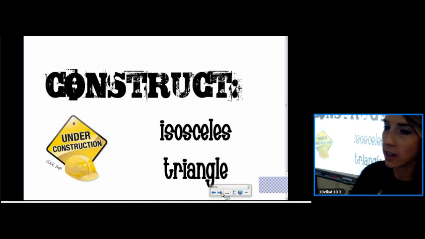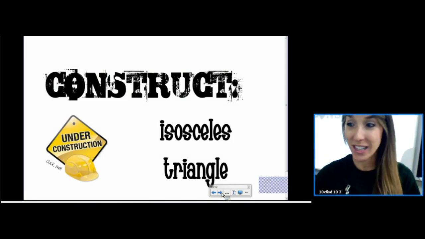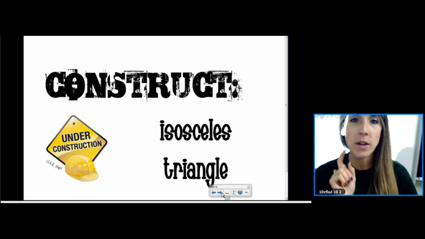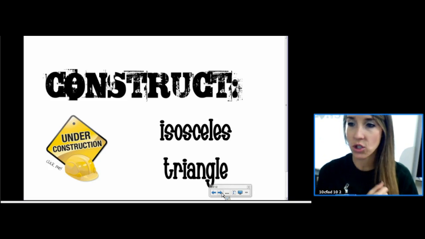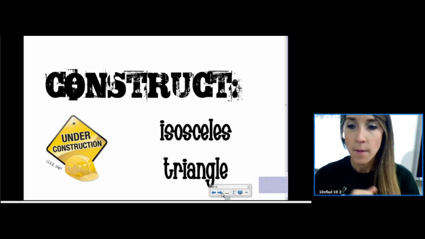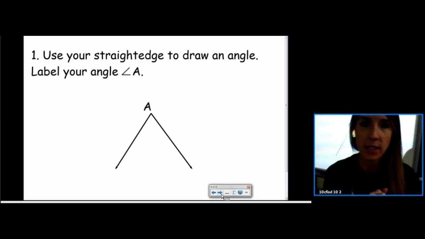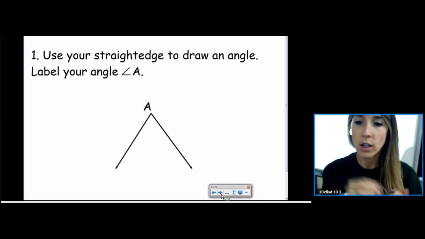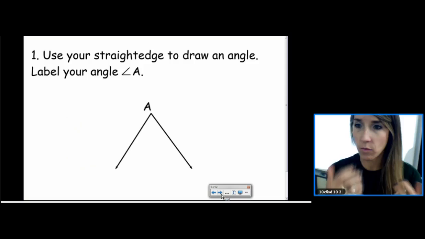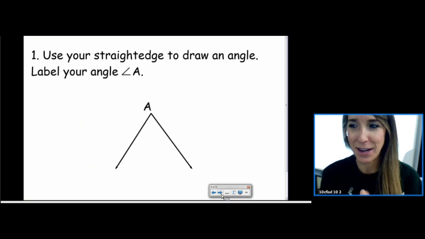We're going to start today's lesson by constructing. Instead of ending with constructing, we're going to start with it. This is going to be one way to construct an isosceles triangle. On your homework today, you're going to do it a different way. There's more than one way. We're going to do the easiest way there is in class.